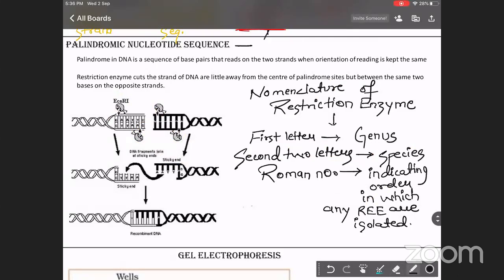And other than this, just see the example. The example is EcoRI. This example is already in front of you. We have seen here that it works as a restriction enzyme. So how has this name EcoRI been given? The Eco comes from Escherichia coli.